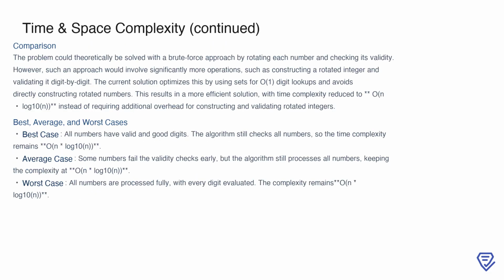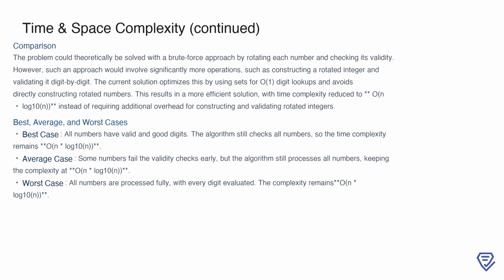Looking at the problem from a comparative perspective, we could also solve it using a brute force approach. In that case, we would rotate each number and explicitly construct the rotated version to check its validity. However, this would involve additional operations such as reconstructing the number after rotation, which would add significant overhead. By contrast, the current solution is much more efficient. Instead of directly constructing rotated numbers, it uses the predefined sets to perform constant time lookups for digit validity and goodness. This optimization ensures that the time complexity remains n * log10 n, avoiding the extra overhead of constructing rotated integers.